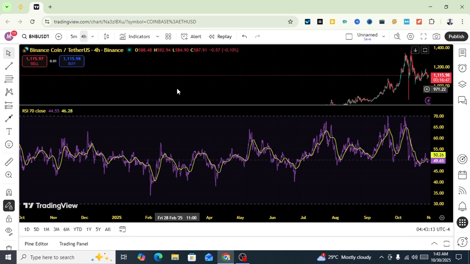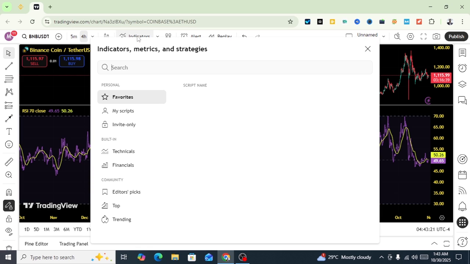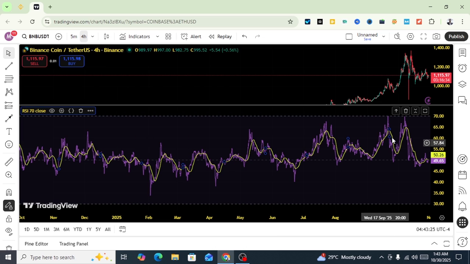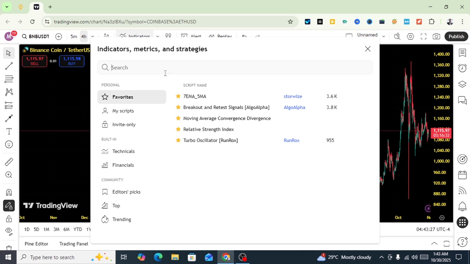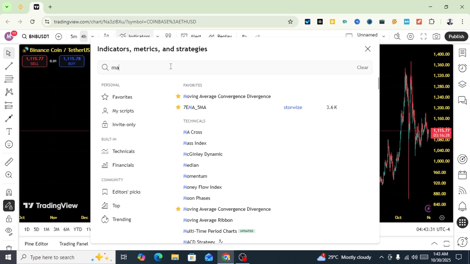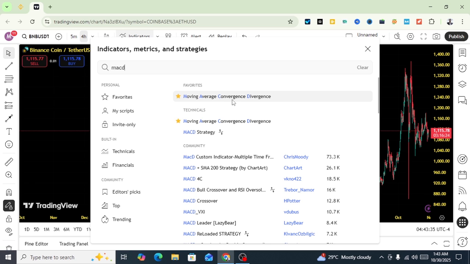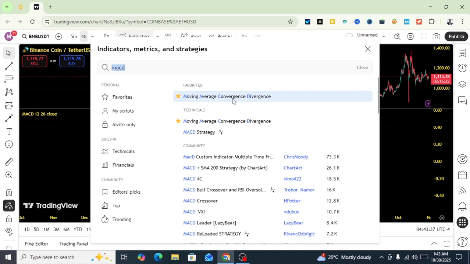So how do we add this? Let's see on the same screen. Just click the indicators option. First of all, I have to delete this previous one and search for MACD. You will see moving average convergence divergence. Just click on that and it will be added automatically.